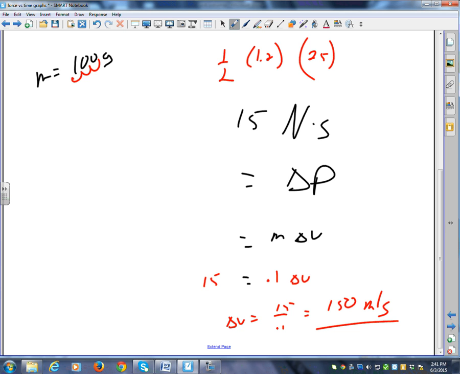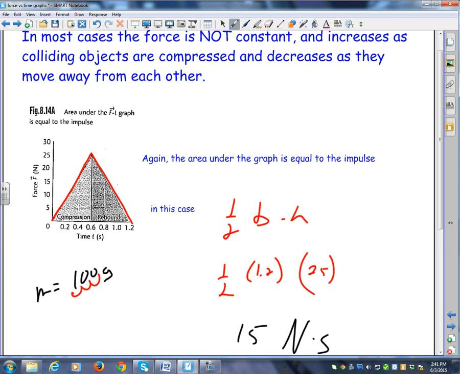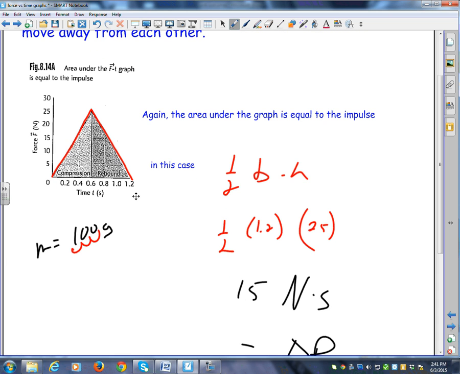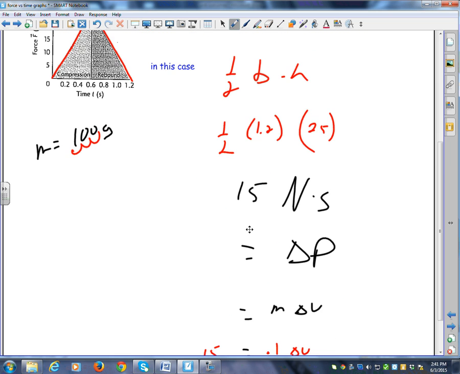I'm guessing, which of those two things do you think is most likely to be out? The 100 grams or the 15 Newton seconds? Probably 15. Would the tennis ball be in contact with the racket for 1.2 seconds? No, that's way too long, right? It might be 25 newtons, but it certainly wouldn't be that much. So yeah, that 15 is way too high.